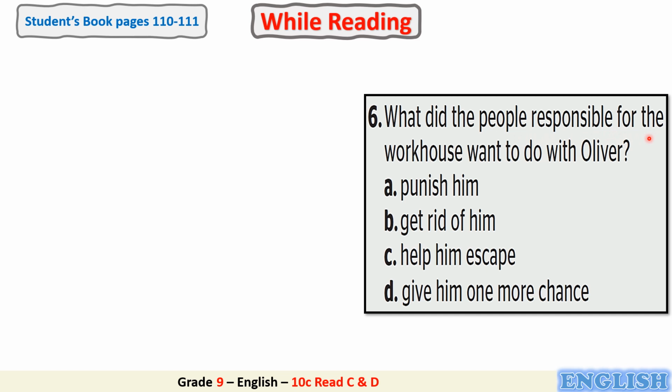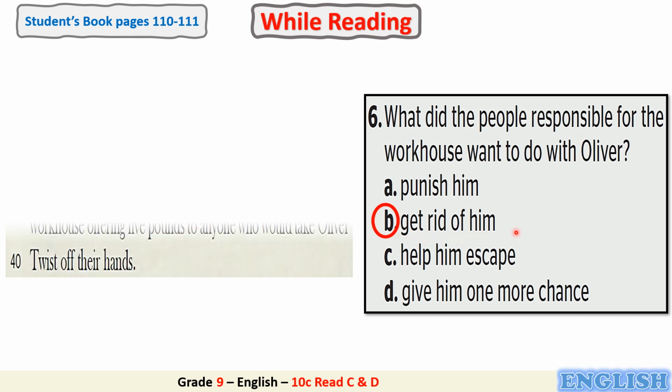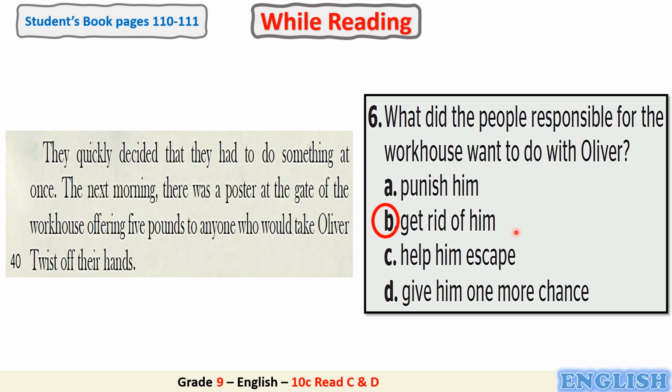Number 6. What did the people responsible for the workhouse want to do with Oliver? Punish him? Get rid of him? Help him escape? Or give him one more chance? Excellent, my students. Get rid of him. Can you find a clue in the text to justify your answer? Very good, my students. It's here. The next morning, there was a poster at the gate of the workhouse offering £5 to anyone who would take Oliver Twist off their hands, which means to get rid of him. Well done, my students.